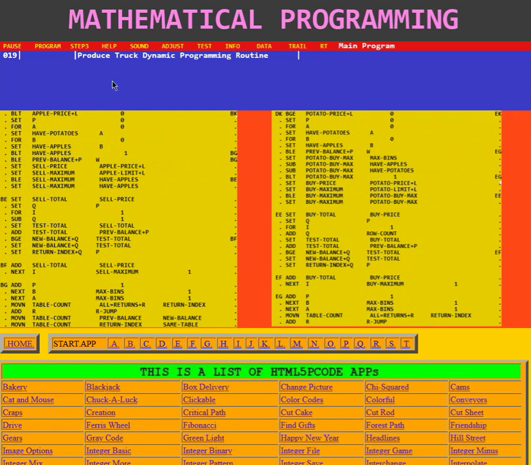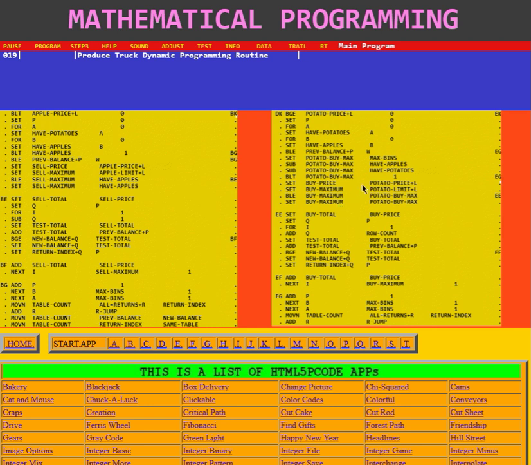This is the video for the produce truck dynamic programming routine. Here we have two parts of the routine. Over here on the left we have selling apples. Over here on the right we have buying potatoes.